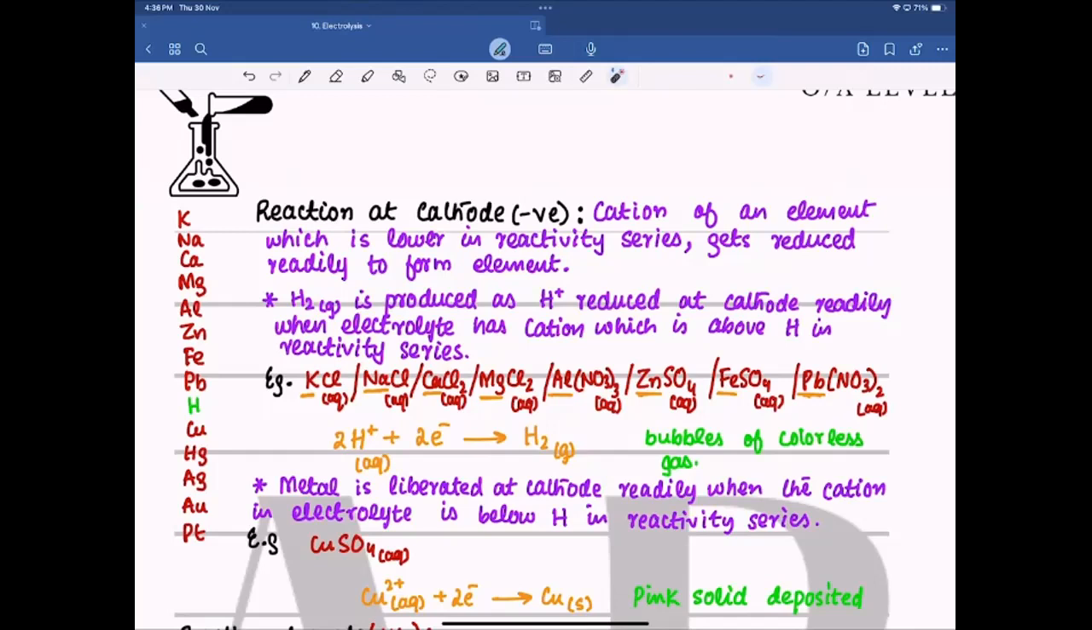Hg is mercury, Ag silver, Au gold, Pt platinum. So how many of you have memorized the reactivity series? What about you, Manahib?